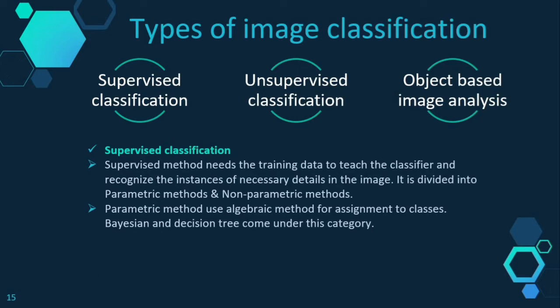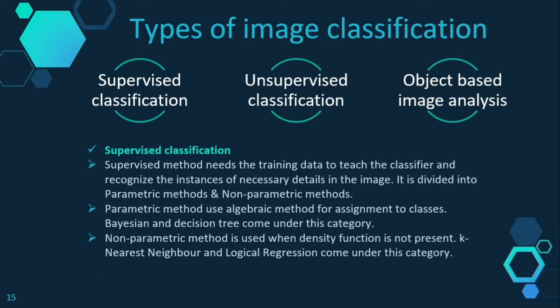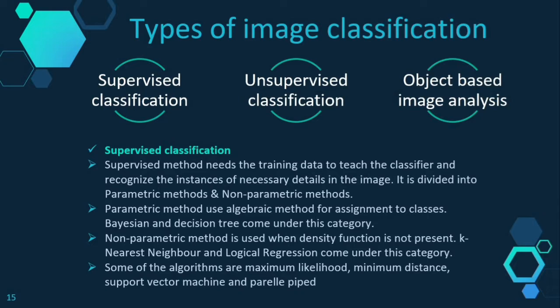In the parametric method, it uses an algebraic method for assigning classes. Bayesian and decision tree come under this category of supervised classification parametric method. And then the non-parametric method is used when the density function is not present. The k-nearest neighbor and logistic regression come under this category. Some of the algorithms used in supervised classification are maximum likelihood, minimum distance, support vector machine, and parallelepiped.